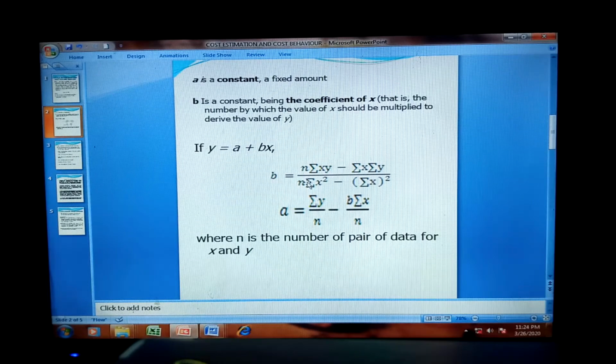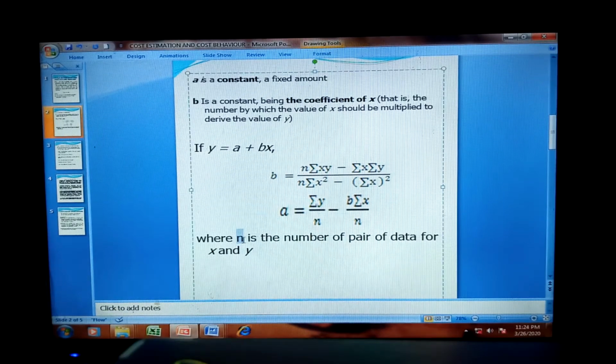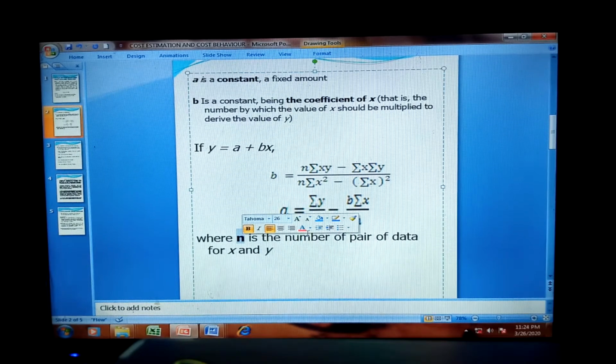Of course, we are going to look at a worked example, and then we see how we can use this formula to come up with b, and then a, to come up with a cost function that can be used to predict costs in future. Now, in this formula, the other variables have been explained, but now we have n, and n is the number of pairs of data for x and y. So you have to count the pairs of data to find out the n value.